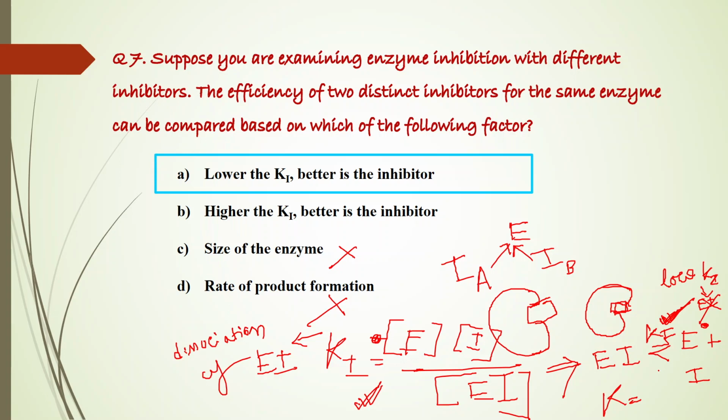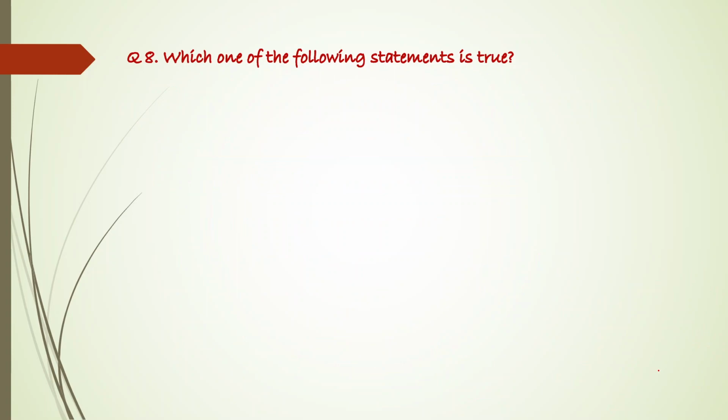That means less free enzyme in the solution. So less free enzyme means less reaction with substrate and less product, and that is the job of the inhibitor, which means the inhibitor is working better. Okay, hoping this is clear. Moving to the next one.